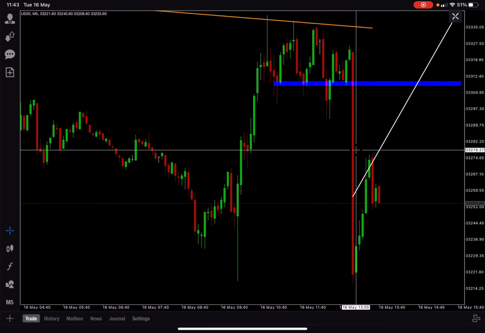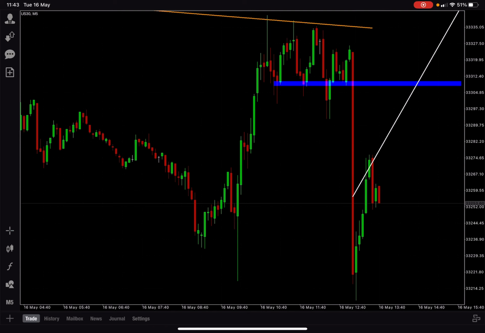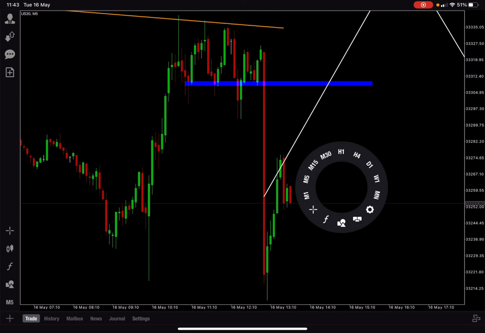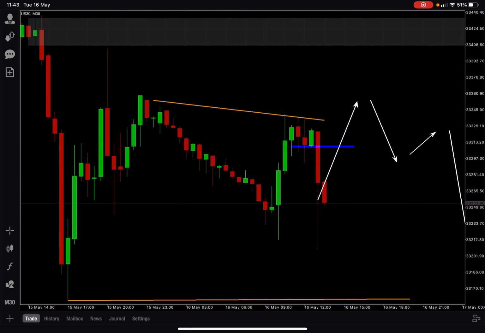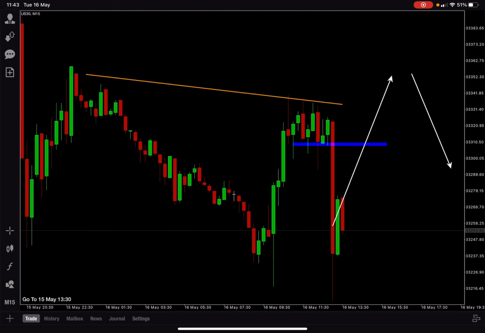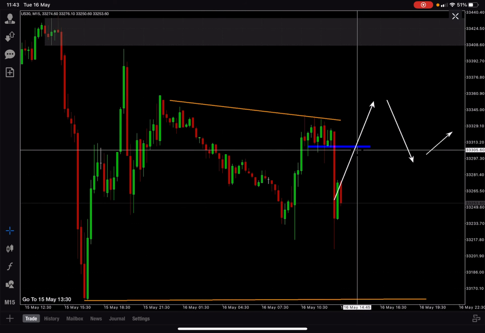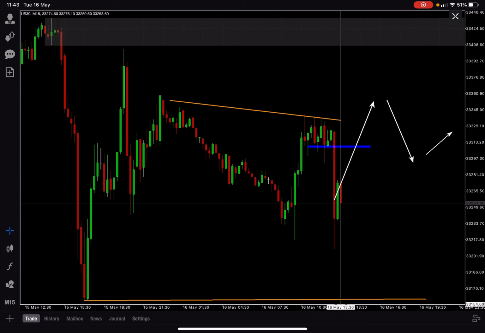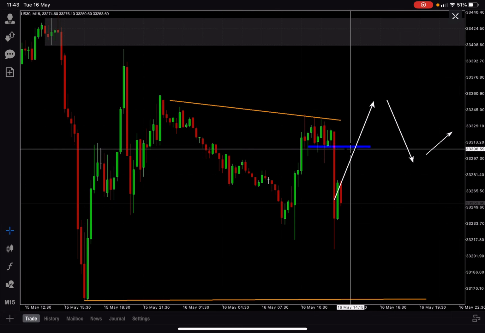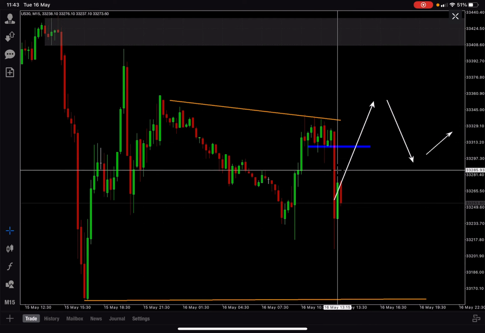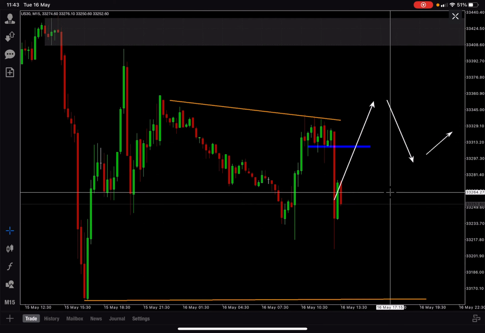So price is clearly bearish at current time, but it all depends on how much momentum you're getting in price. Is it just going to continue down from here, or is it going to come up, retest this area, then continue down, or is it going to come up, take this liquidity, then continue down?